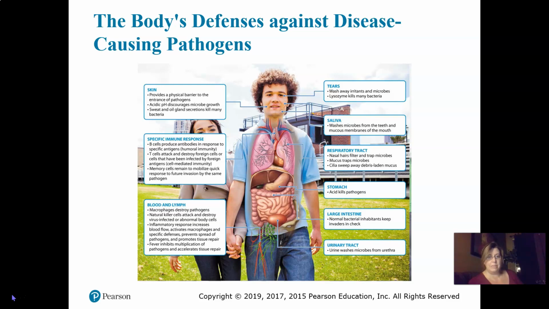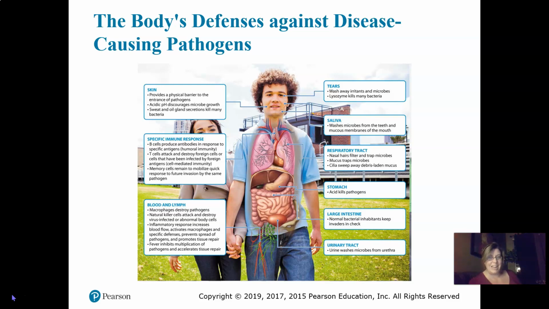In the large intestines, there's normal bacterial inhabitants which keep invaders in check. So gut health is really important, and maintaining levels of bacteria in our gut is really important. The urinary tract washes away microbes from the urethra. So for women especially, it's really important after sexual intercourse to urinate, because you need to wash out microbes that have come in.